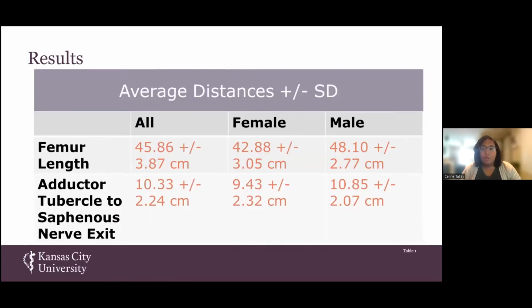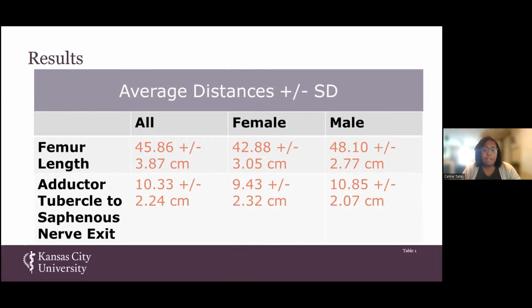Beyond recording ranges, we also determined our average distance of the saphenous nerve from the adductor tubercle, as well as our femur length, and then divided them further into male and female categories. Overall, our average femur length was 45.86 centimeters with a standard deviation of 3.87 centimeters. And our distance from adductor tubercle to the saphenous nerve was 10.33 centimeters with a standard deviation of 2.24.